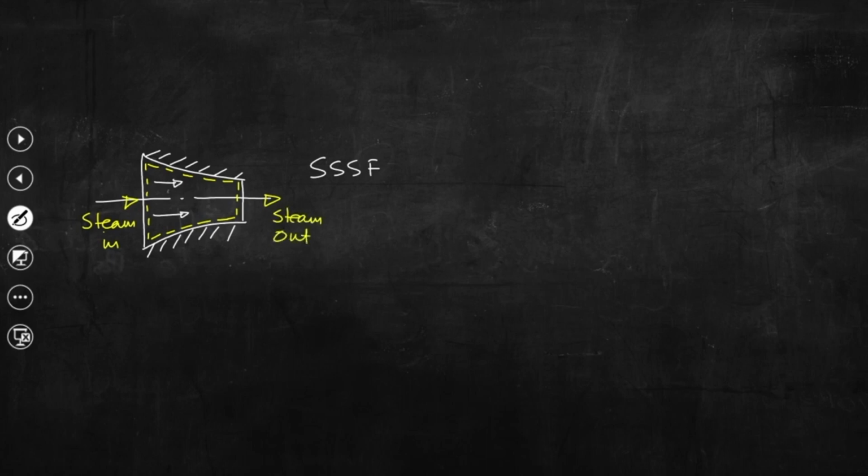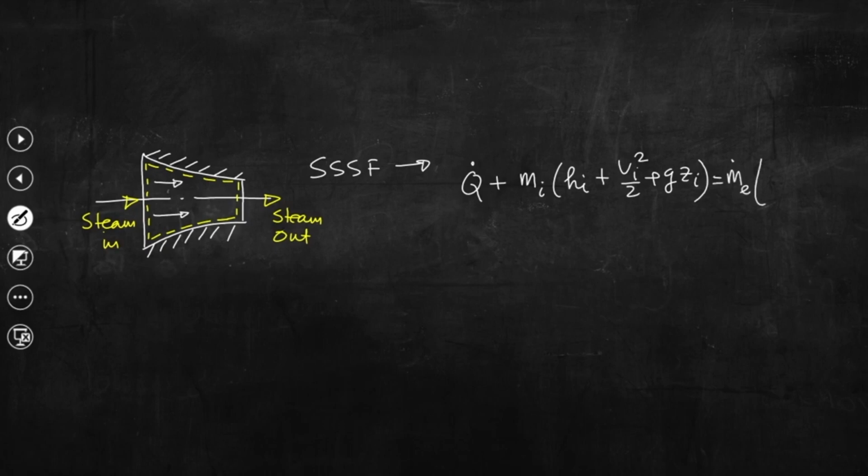So, if we apply the steady state steady flow equation for the flow process across the control volume, then we can write the generic equation, that is Q dot plus m_i dot (h_i plus v_i square by 2 plus g z_i) equal to m_e dot (h_e plus v_e square by 2 plus g z_e) plus W dot. Since the process is steady state steady flow, so dE_cv/dt equal to 0.